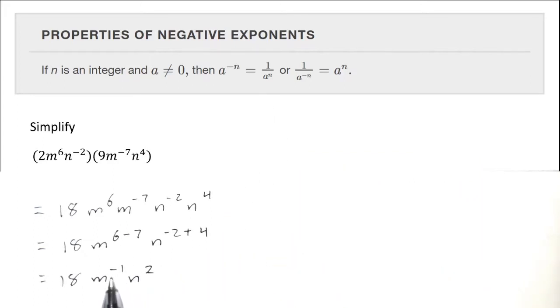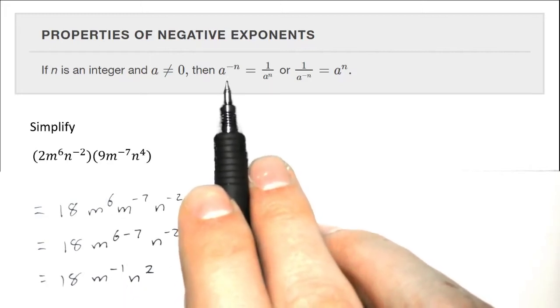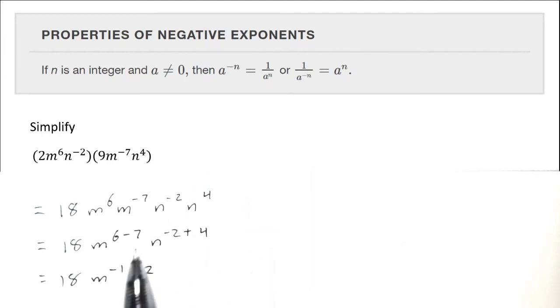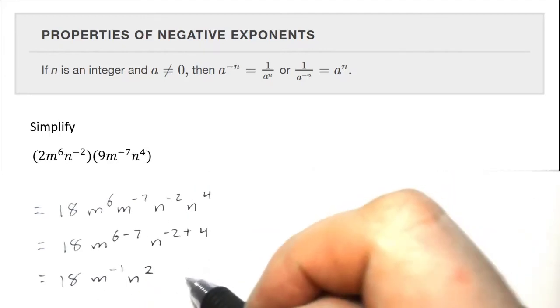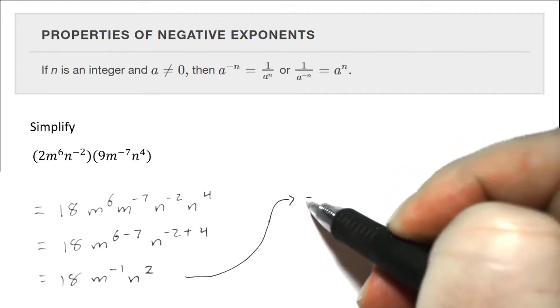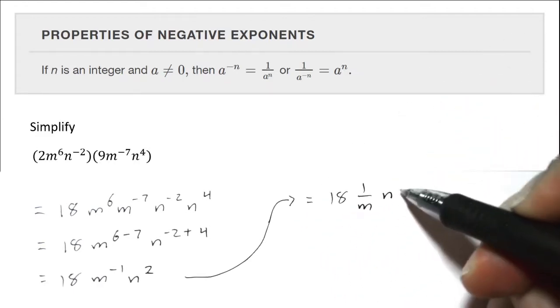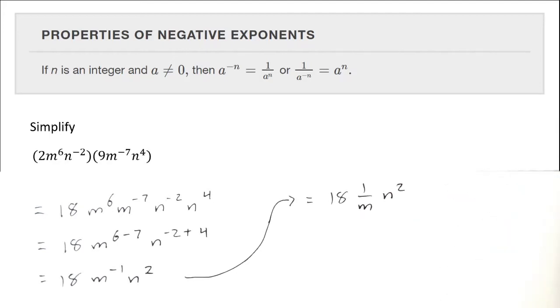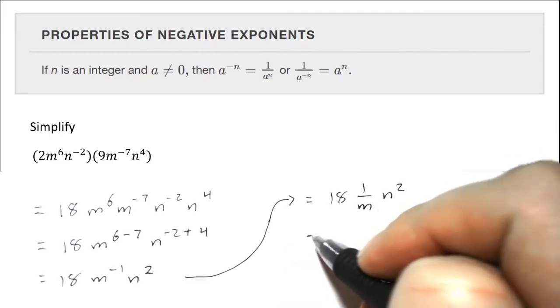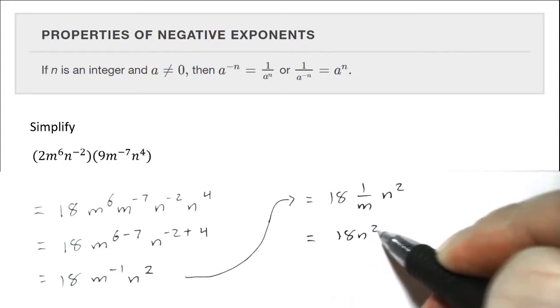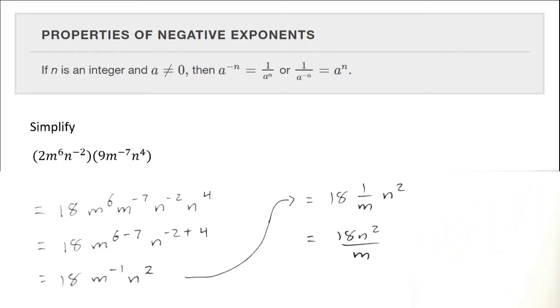So we're going to do one more step, and that's where we use the properties of the negative exponents. If I want to make a negative exponent positive, I can use this property to do that, right? So I can write m to the negative 1 as 1 over m to the 1. So let's bring this up here. Okay, and now let's just combine everything together. And there we have the final answer.